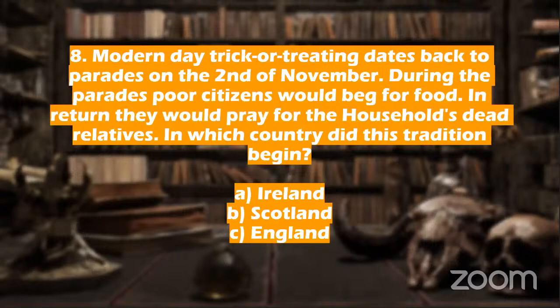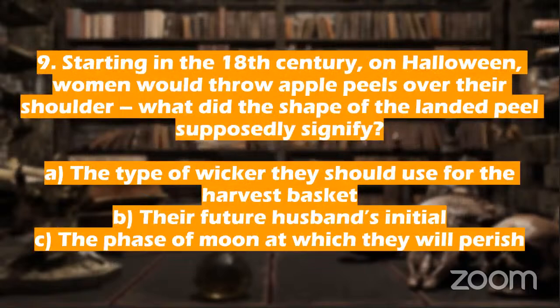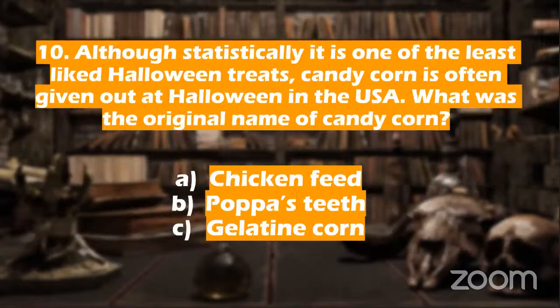Question number 8. During these parades, horses would beg for food. In which tradition did this begin? Ireland, Scotland, or England? Question number 9. What did the shape of the landed apple peel signify? Was it the type of wicker? Was it the future husband's initial? Or was it the phase of the moon at which they would die? And what was the original name of candy corn? Was it chicken feed, Popper's teeth, or gelatin corn?